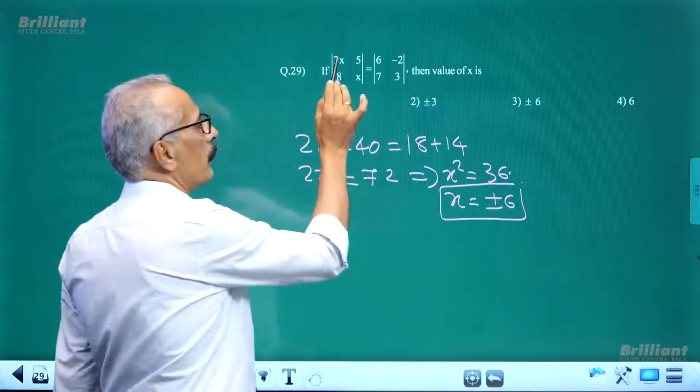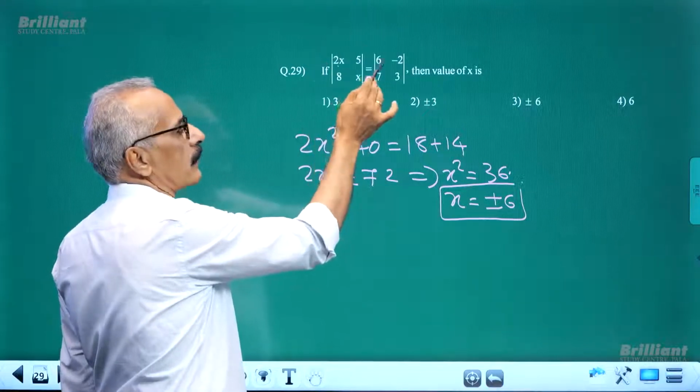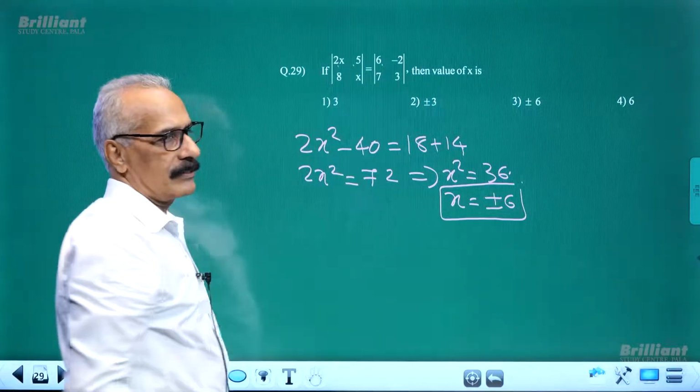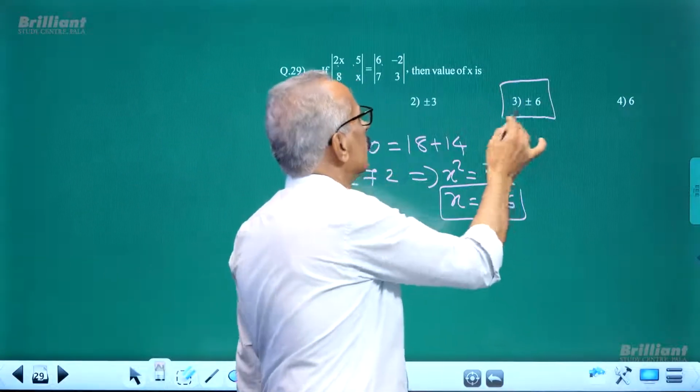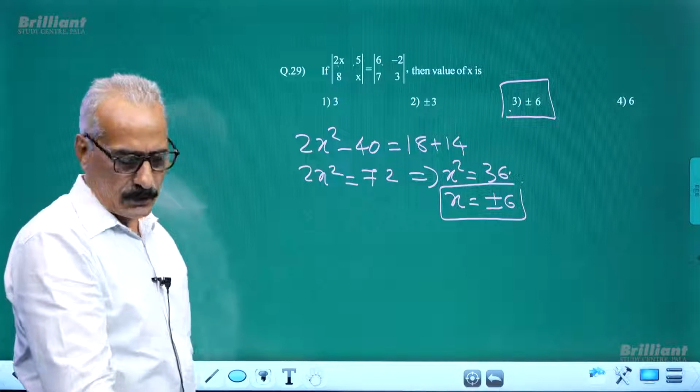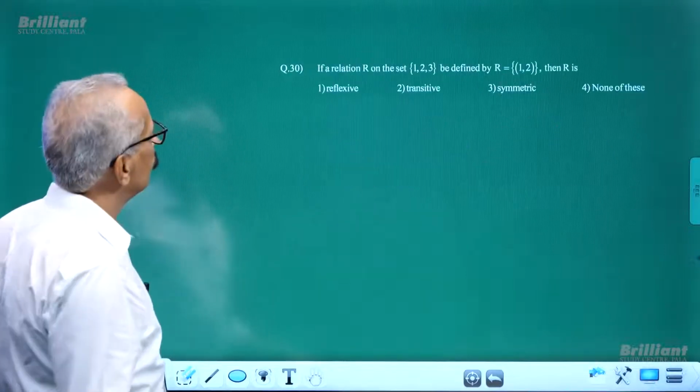അപ്പോൾ നേരെ കയറി മെട്രിക്സ് ആയിരുന്നേ 2x is equal അങ്ങനെ എഴുതണം. അപ്പോൾ ഇവിടെ 5 വരാൻ പറ്റുമല്ലോ കേട്ടോ. അപ്പോൾ x is equal to plus or minus 6. Your answer is 3. 29, the answer is 3. We will move on to the next.